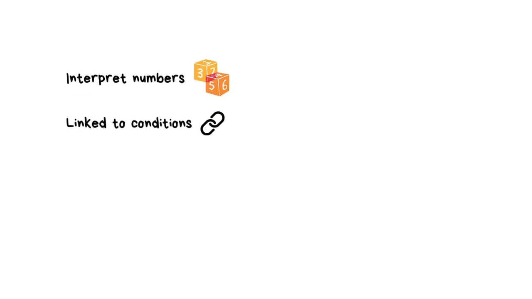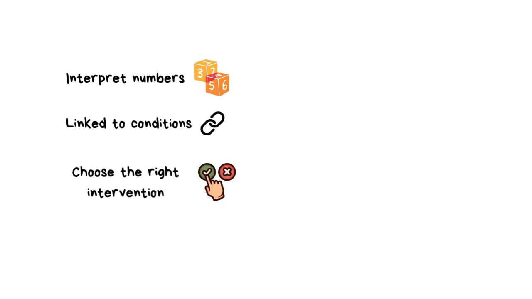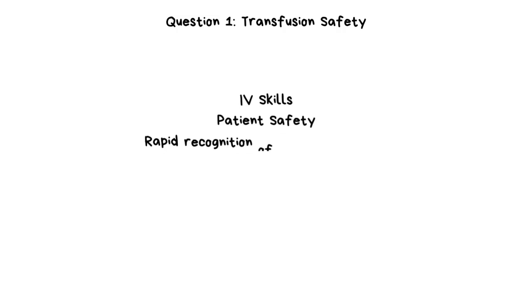And that wraps up our practice with acid-base balance and arterial blood gases. You've now seen how to interpret numbers, link them to conditions, and choose the right interventions. Now let's cover another NCLEX favorite, blood transfusion safety. This is high yield because it combines IV skills, patient safety, and rapid recognition of adverse reactions.